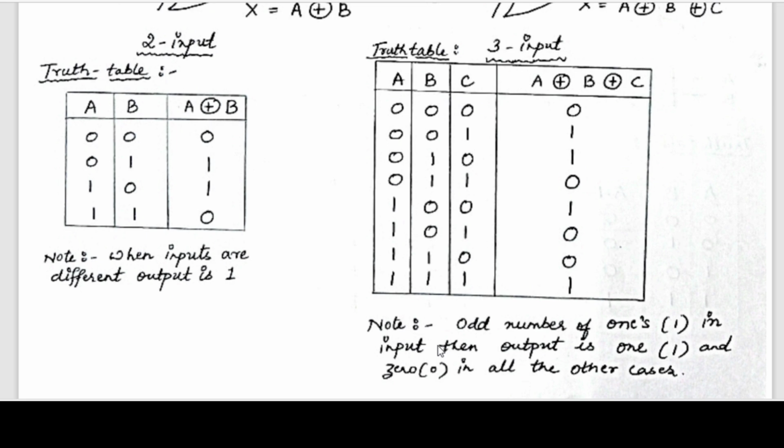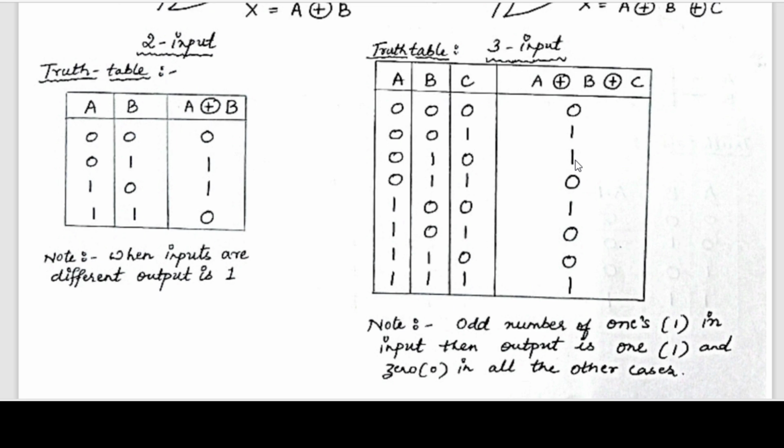And then in input, the output is 1. So, odd number of ones. Look at your odd number of ones: see here it is 1. How many ones do we have? Only one. So an odd number of ones in the input means the output is 1. See here, it is again an odd number of ones.